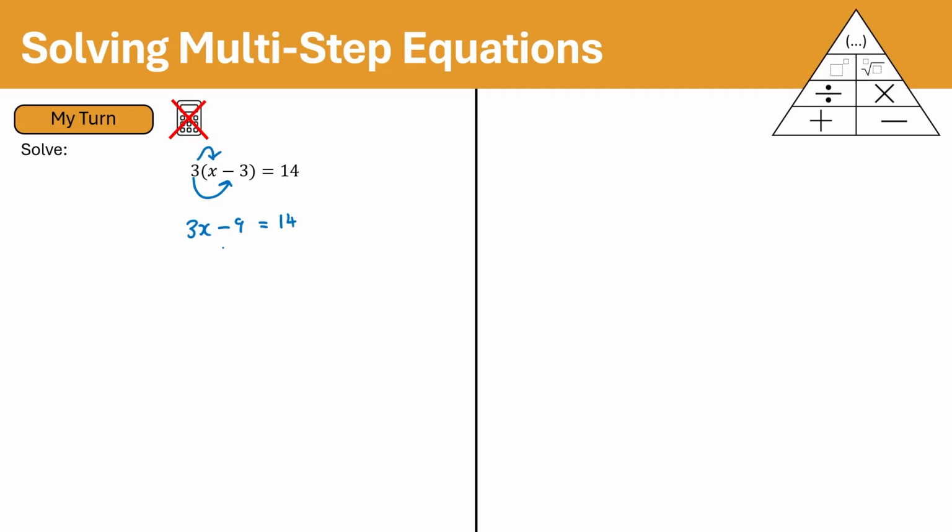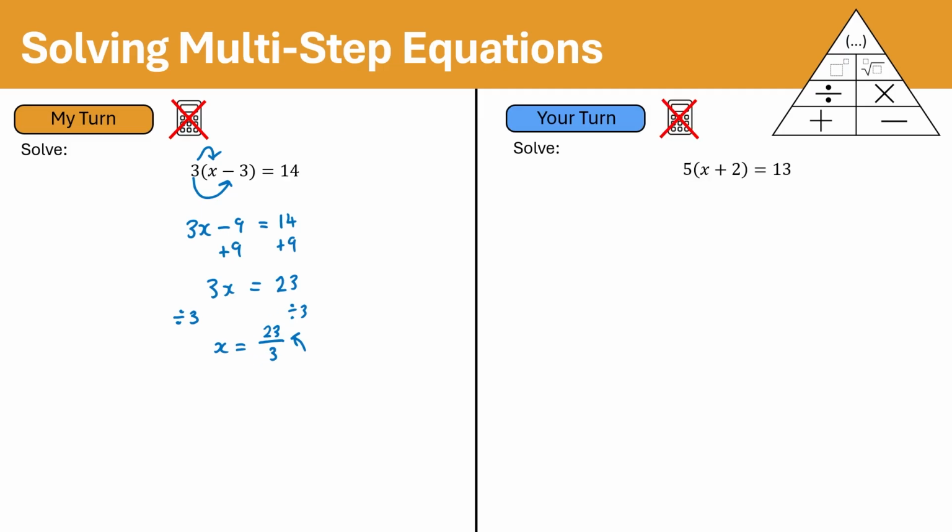Then I can solve it like a normal two-step equation. I'll add 9 to both sides. That leaves me with 3x is equal to 23, and then I'll divide both sides by 3 like this. On the left, that gives me x, and on the right, that gives me 23 over 3. Now 23 is not divisible by 3 to give us a whole number, so I'm actually just going to leave my fraction like this, and that's absolutely fine. Pause the video and give this one a go.